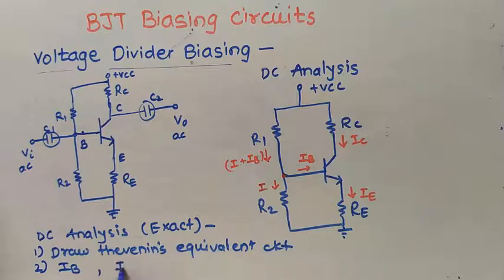From that base current IB we have to identify the value of IC, which is beta into IB, and then in the third step we have to identify the value or the expression for VCE. So these are the steps for this voltage divider biasing network. Now let's see this biasing circuit.